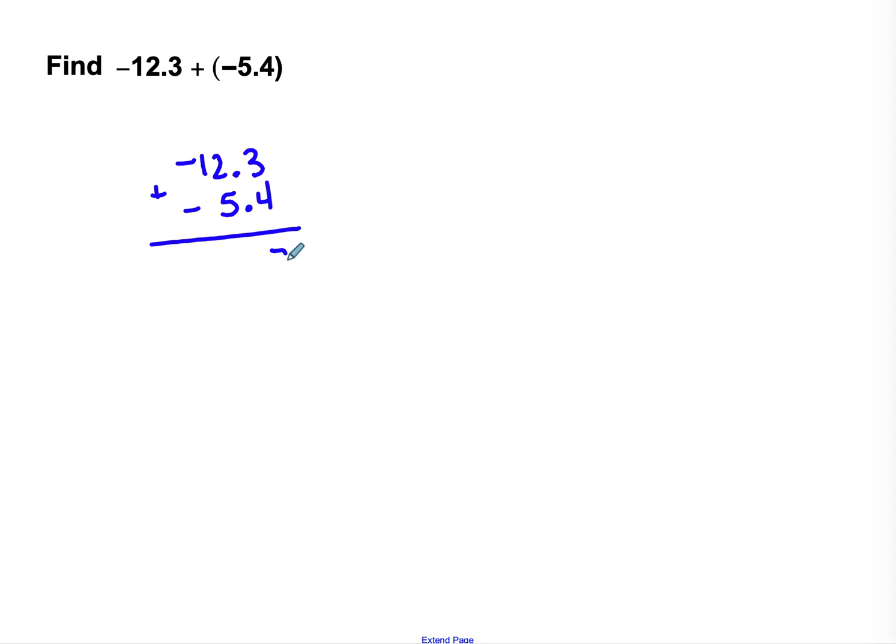3 plus 4 is 7. I'm going to bring down that decimal point straight down. 12 plus 5 is 7. And bring down that 1. I'm adding two negative numbers, so my answer is going to be a negative as well. So my answer for this one is negative 17 and 7/10.